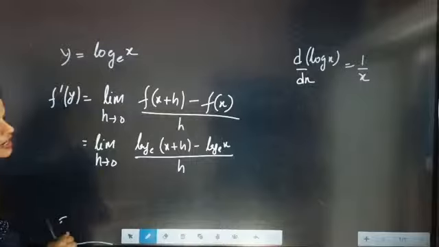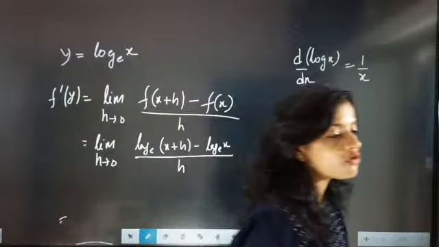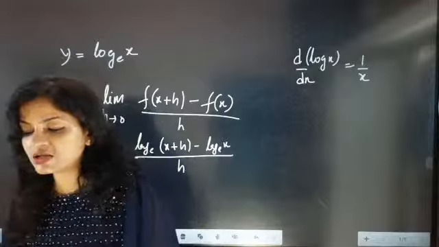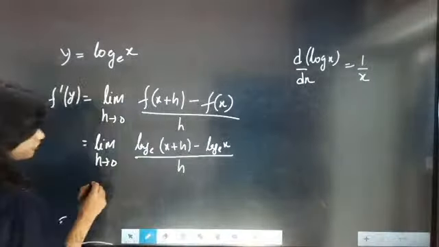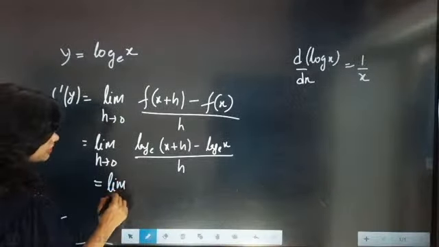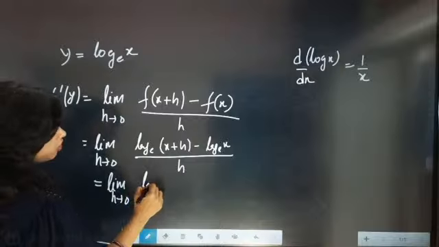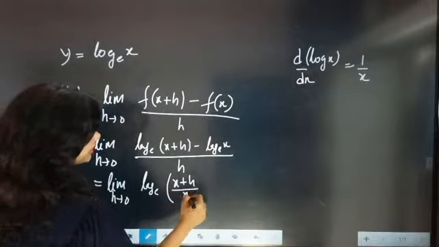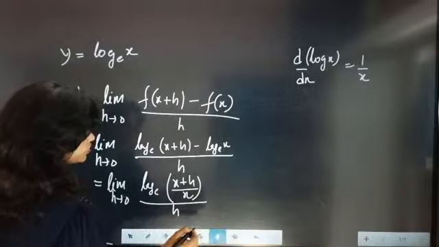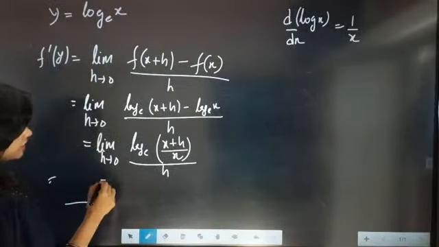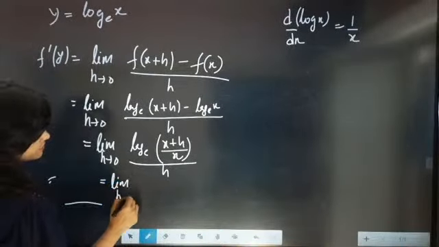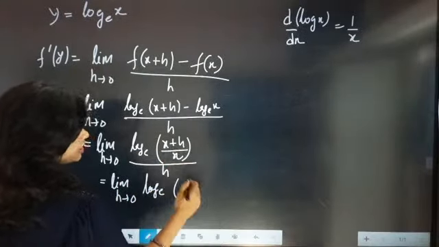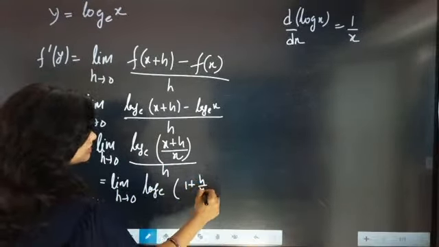So exactly what is coming here is log of m minus log of n. Since we know that log of m minus log of n is log of m by n, it becomes limit h tends to 0 of log base e of x plus h by x, all over h. So if we separate it, it becomes h by x.